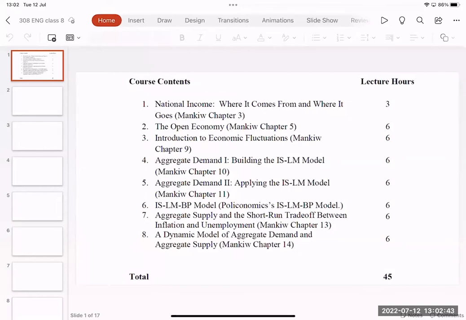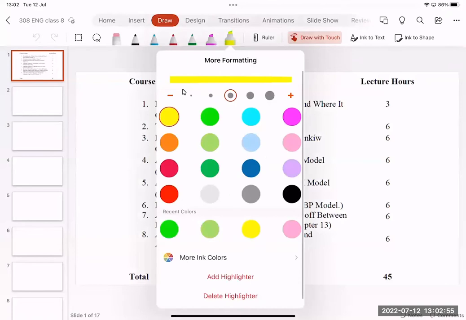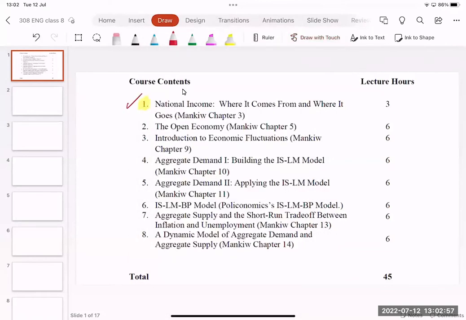Okay, let's start the class. I'm just sharing my screen. As you can see on the screen, this is the course contents, and we are already done with chapter 1, chapter 2, and chapter 3. So today we're going to talk about chapter 4.